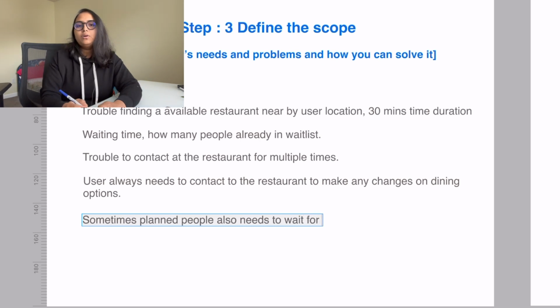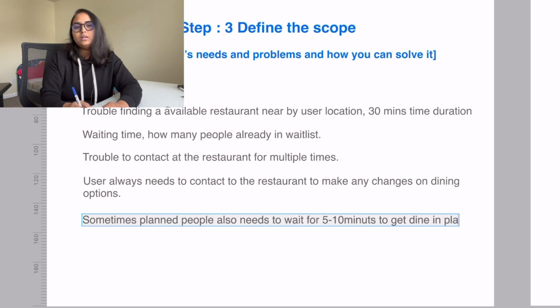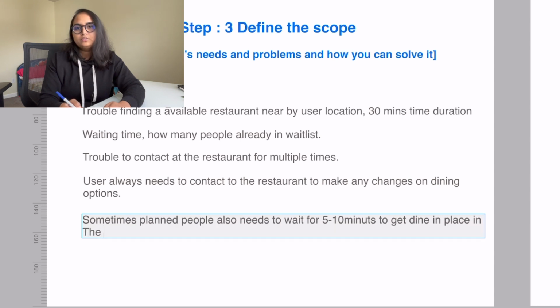People who have already planned for dinner or lunch sometimes, due to the restaurant's busy hours, might need to wait 10 to 15 minutes outside the restaurant to get a dining place. So these are the user needs and problems regarding our design challenge.